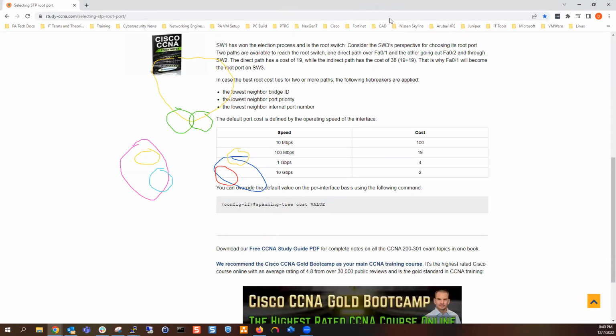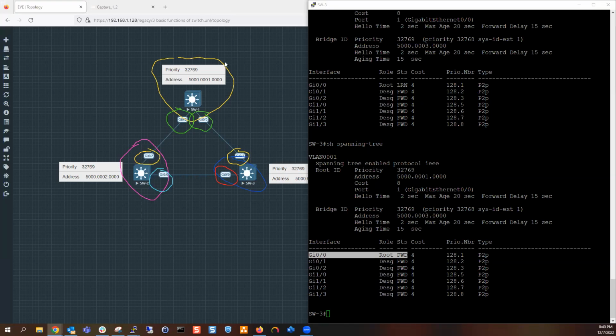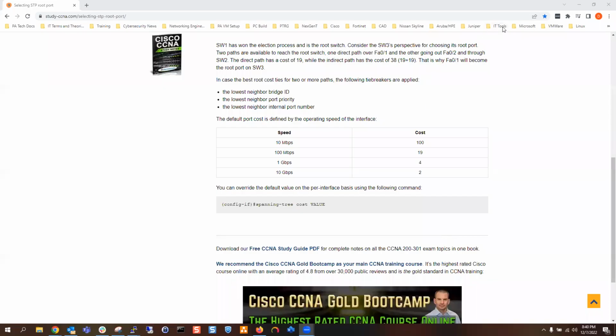Oops, let me take that out. You know what, let me just do this. There you go. Okay. So can you guys see my screen? Okay, perfect. So read what it says, right? The default port cost is defined by the operating speed of the interface.